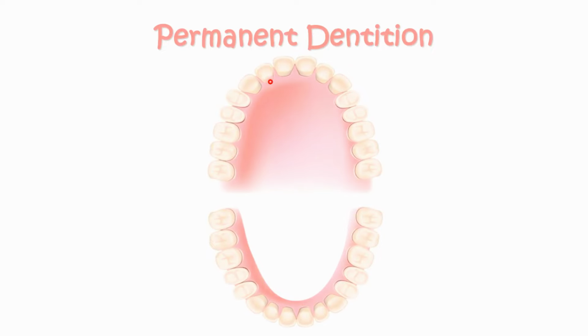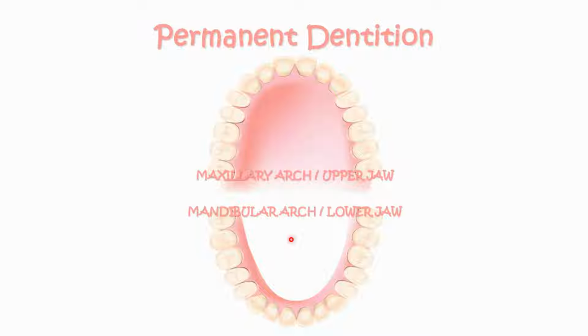Now moving to the next slide, that's permanent dentition. This is the picture of a permanent dentition. There are 16 teeth in your maxillary arch and 16 teeth in your mandibular arch. Therefore, the total number of teeth is 32. If you already know this, very good. If not, don't worry. I'm here to explain all these basics clearly.